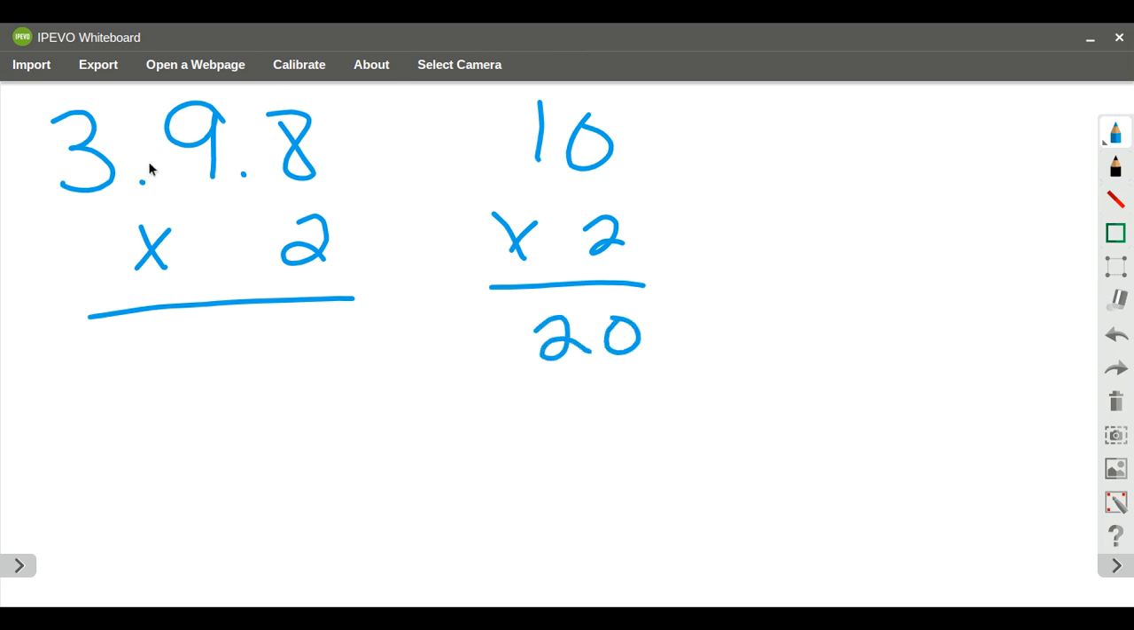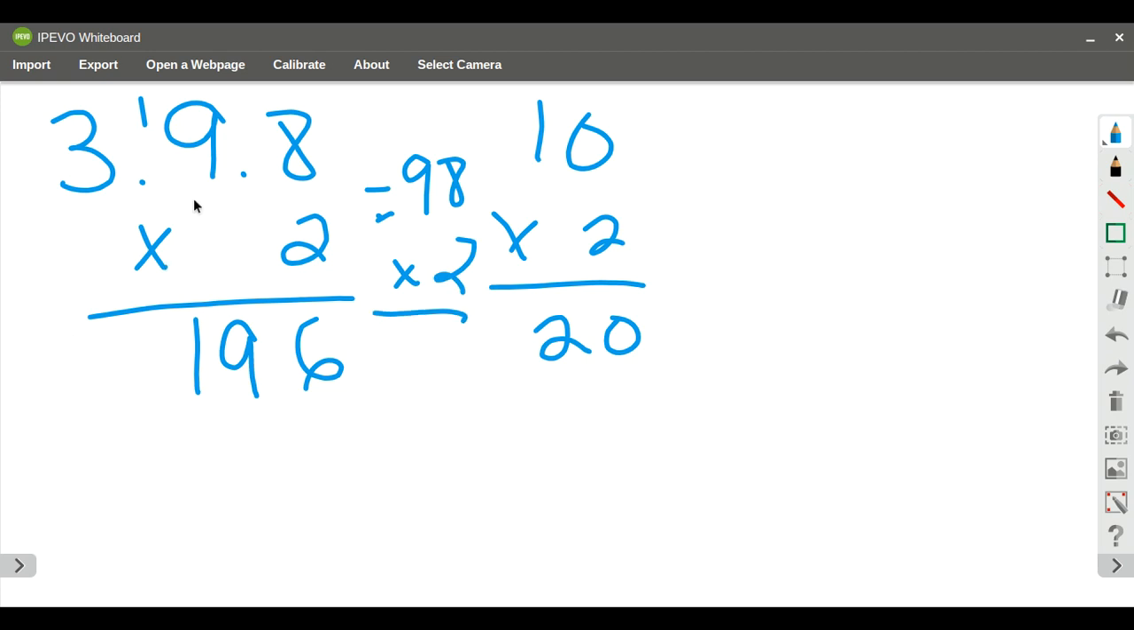Now I'm going to multiply like I would normally multiply. 2 times 8 is going to be 16. I'm going to regroup the 1. 2 times 9 is going to be 18. And then I'm going to add the 1, which is going to be 19. Okay, so my answer, and I notice I ignored the decimal. I didn't do anything with it. I treated this as 98 multiplied by 2.